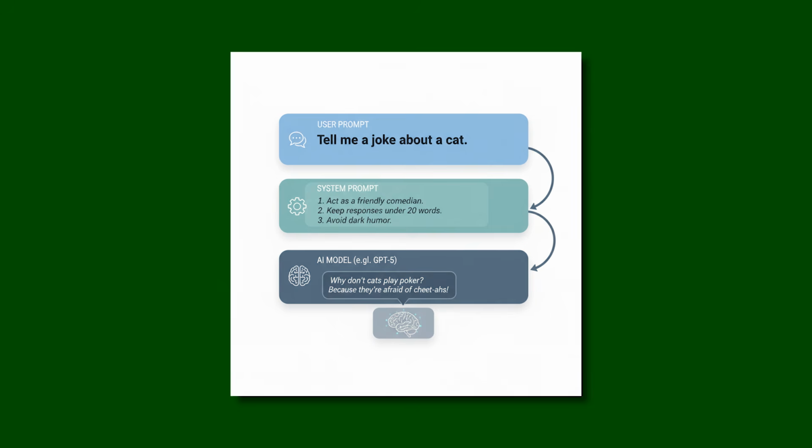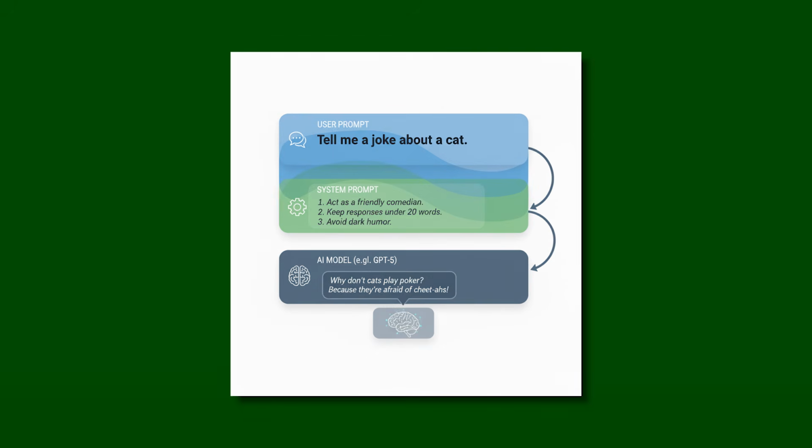Looks secure, right? But here's the problem. The AI fundamentally cannot tell the difference between the system's instructions and your instructions. It's all just text, just tokens. And that is where prompt injection comes in.